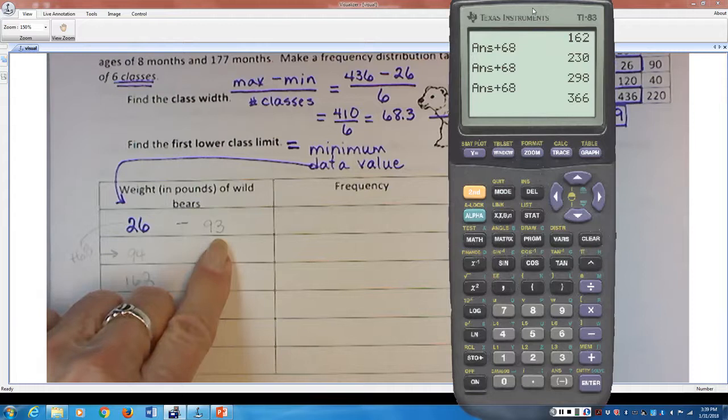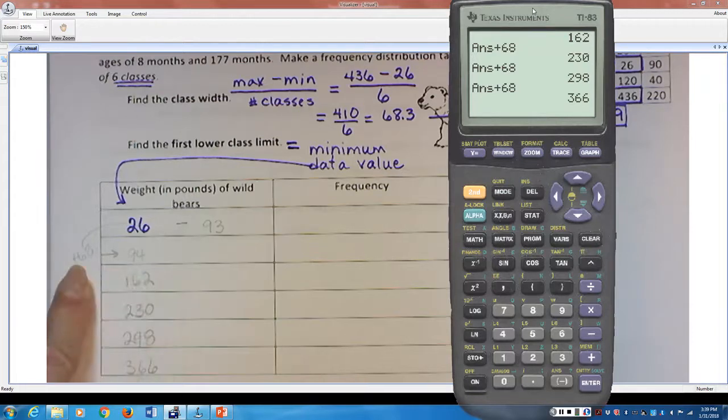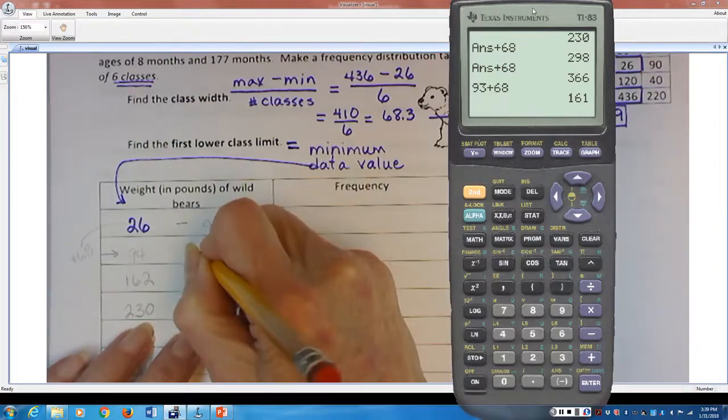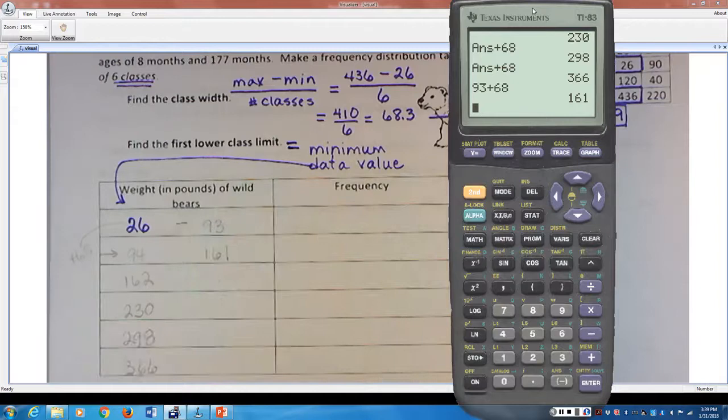My next one is going to be the same interval. I'm going to go up 68. So it would be 161. And then I'll add 68 again. And get 229.